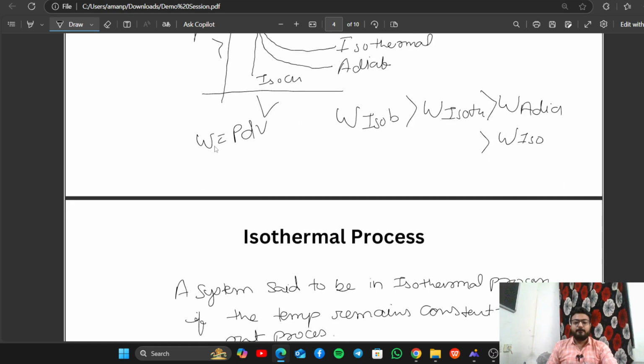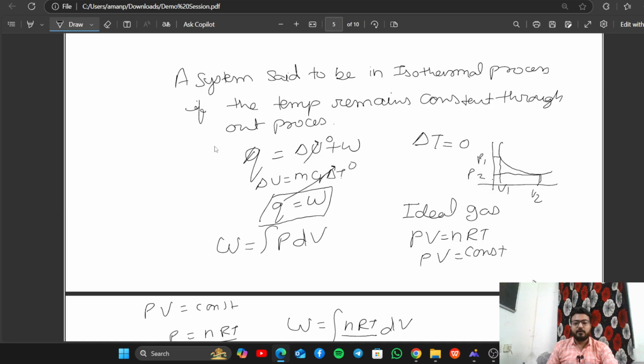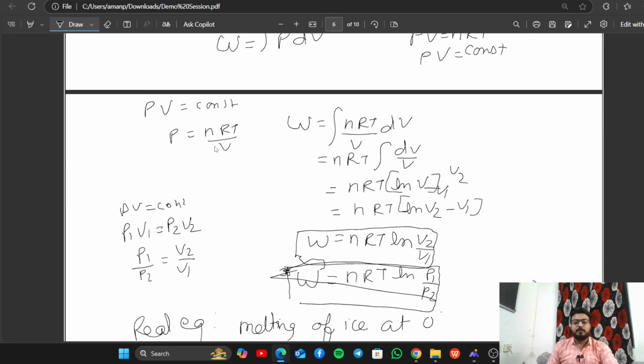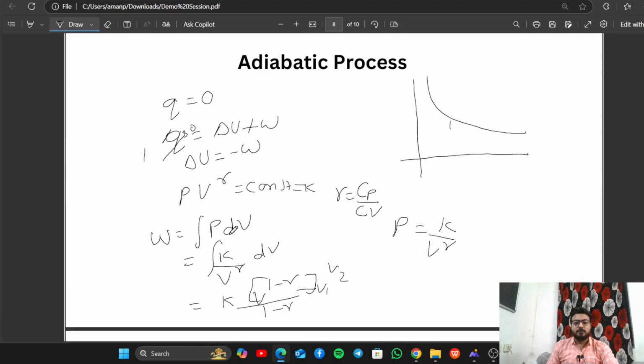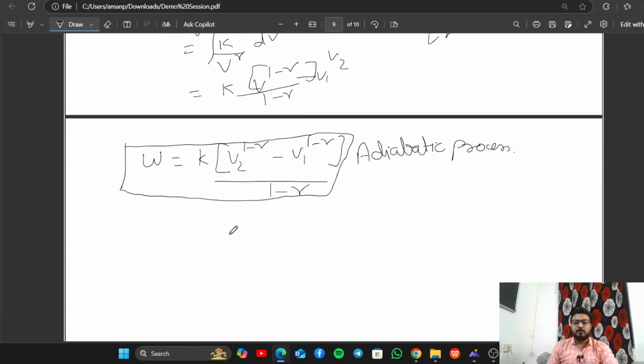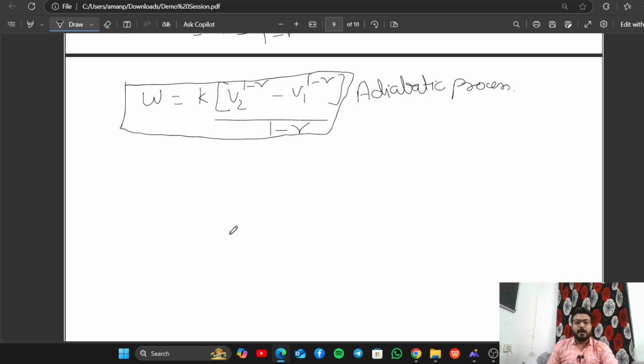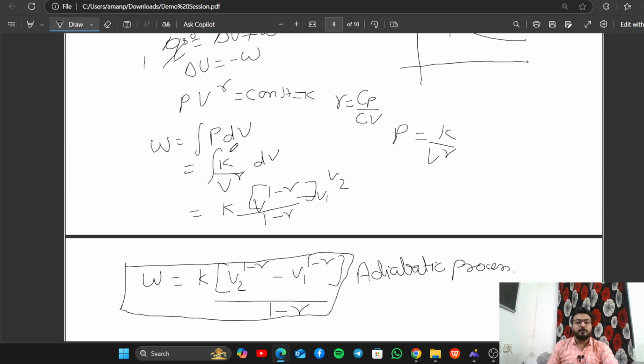We have also seen the isothermal process, where temperature remains constant, and derived the formula for calculating the work done, and we saw the adiabatic process. With this I would like to conclude my video. I hope you got a better understanding of the first law of thermodynamics and types of processes like adiabatic and isothermal and many others.